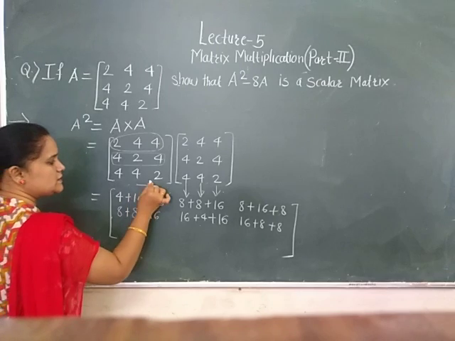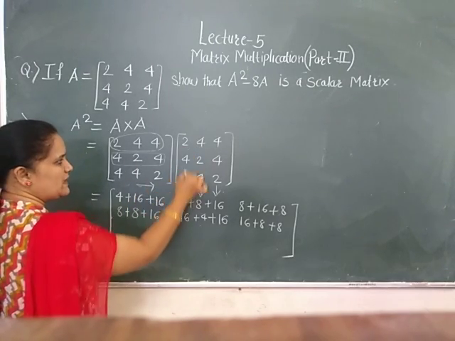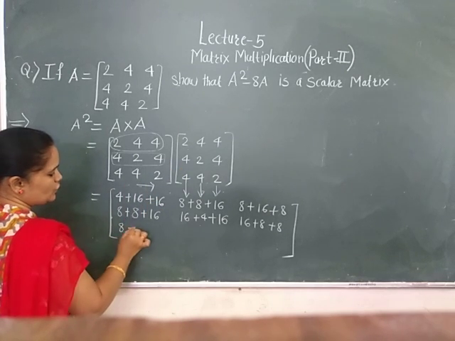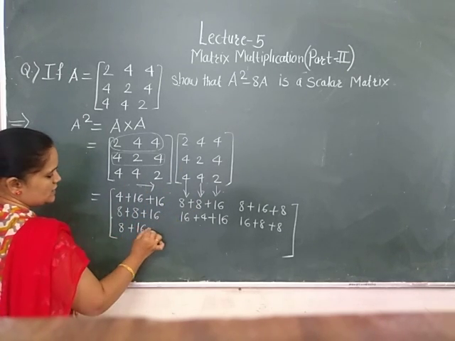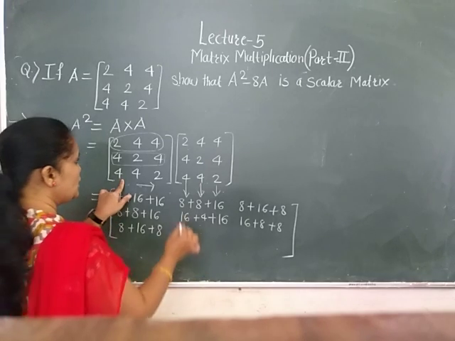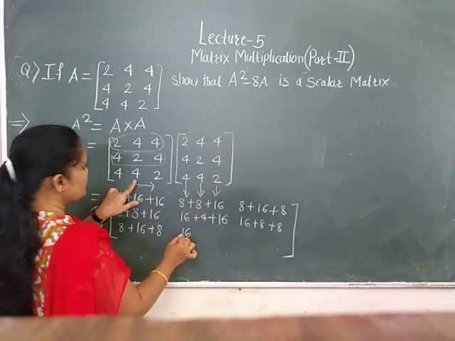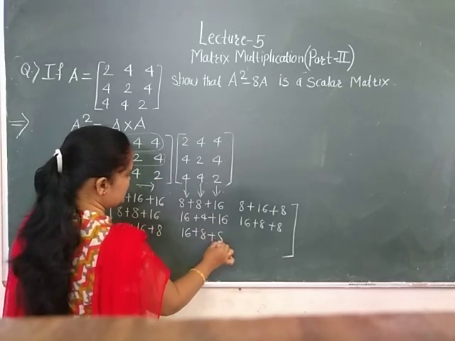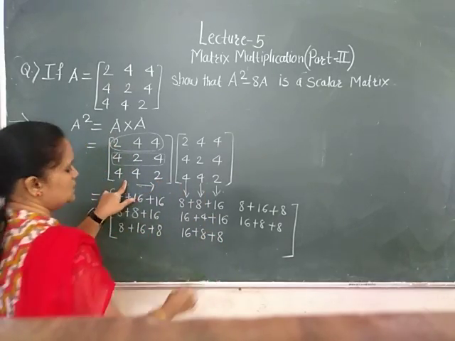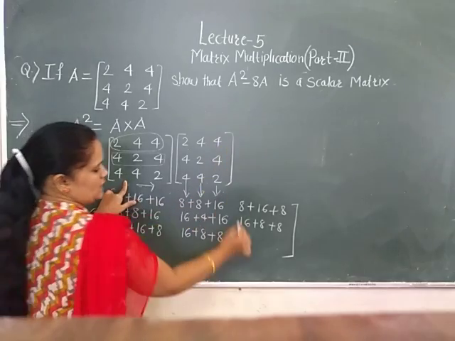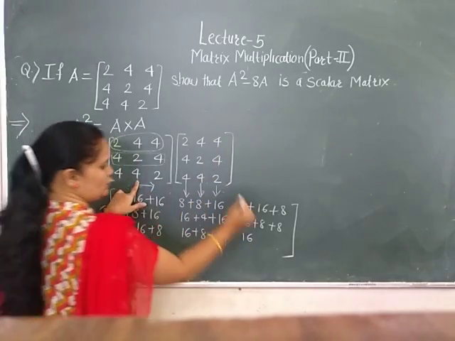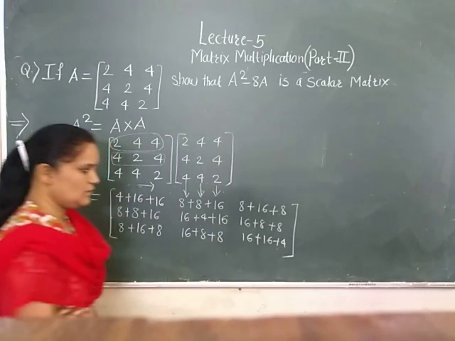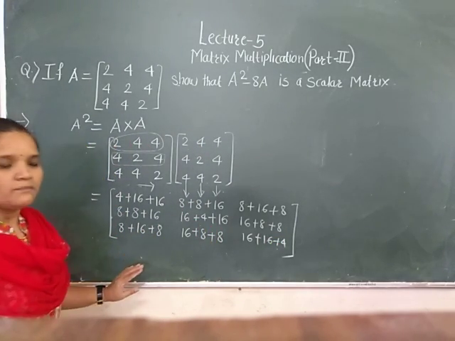Let's do that with the third row. The third row will be multiplied to the first column. 4 into 2 is 8. 4 into 4 is 16. 2 into 4 is 8. Then 4 into 4 is 16. 4 into 2 is 8 and 2 into 4 is 8. Finally, 4 into 4 is 16. 4 into 4 again 16. 2 into 2 is 4. So in this way we got the multiplication.